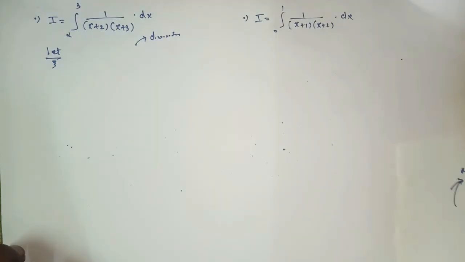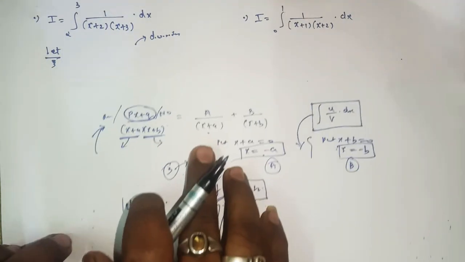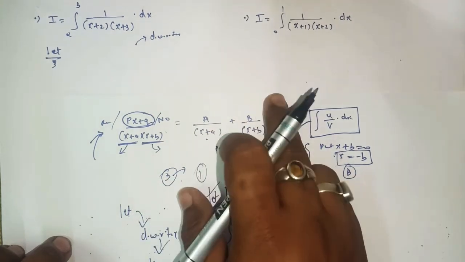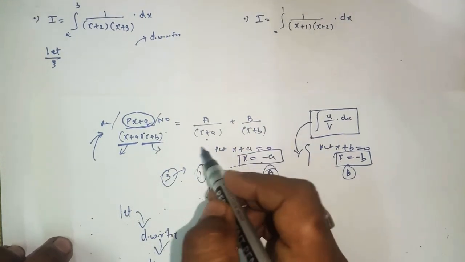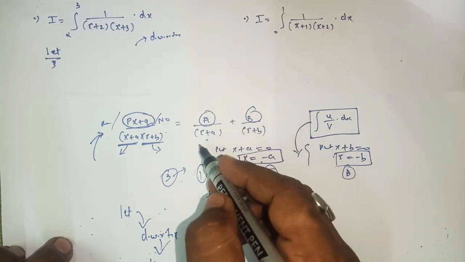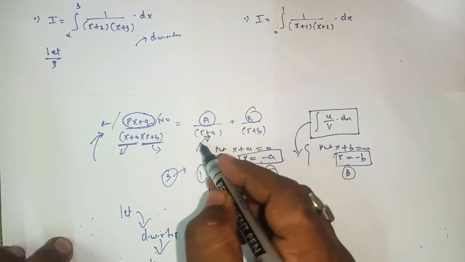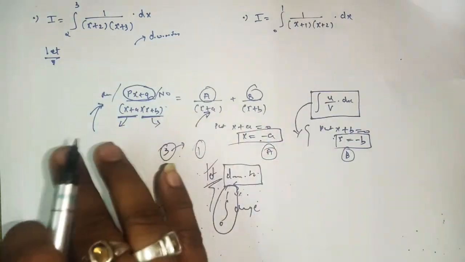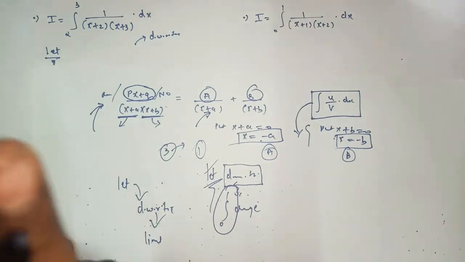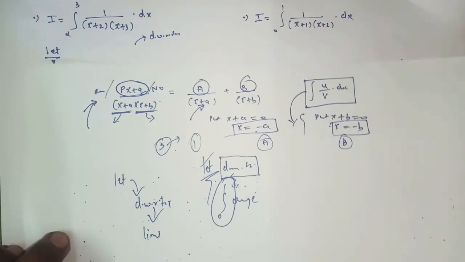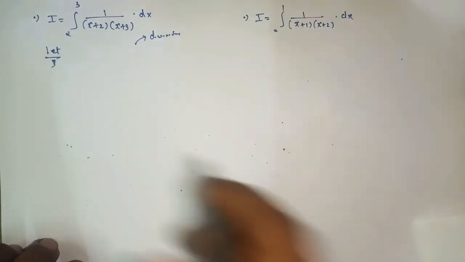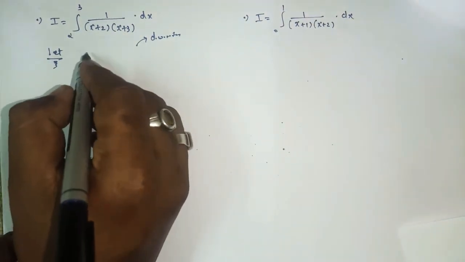I hope you all know that whenever we convert a partial fraction into A upon x plus a plus B upon x plus b, we simply find the values of A and B. We are not differentiating this part with respect to x. If you are not differentiating the part with respect to x, the limit will be the same as it is. Keep this point in your mind: let, differentiate with respect to x, then only the limit will change. So now here, let.